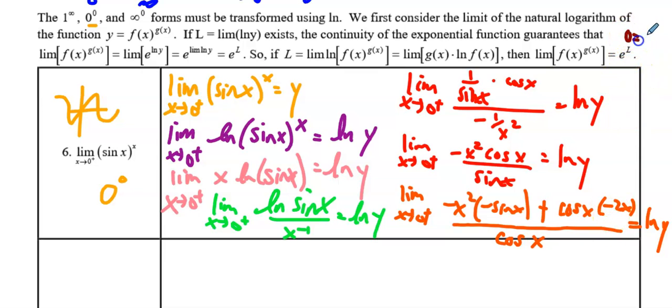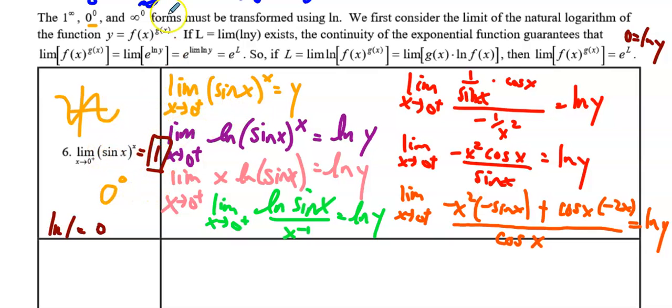So 0 is equal to the natural log of y. So the natural log of what value is equal to 0? And this answer ends up being 1. Right? The natural log of 1 is equal to 0. So this limit is equal to 1.